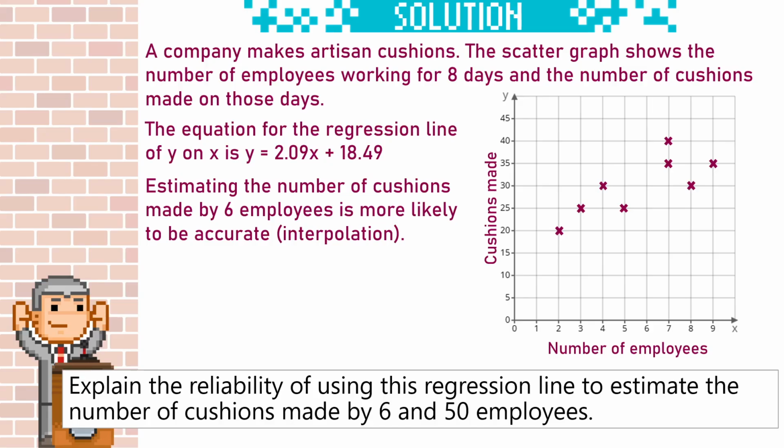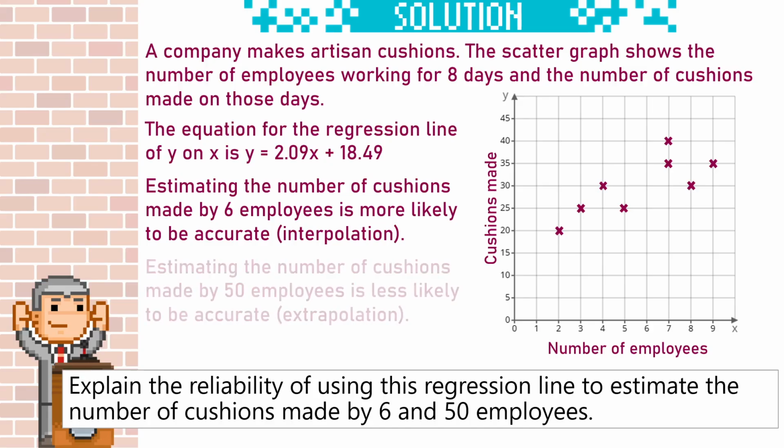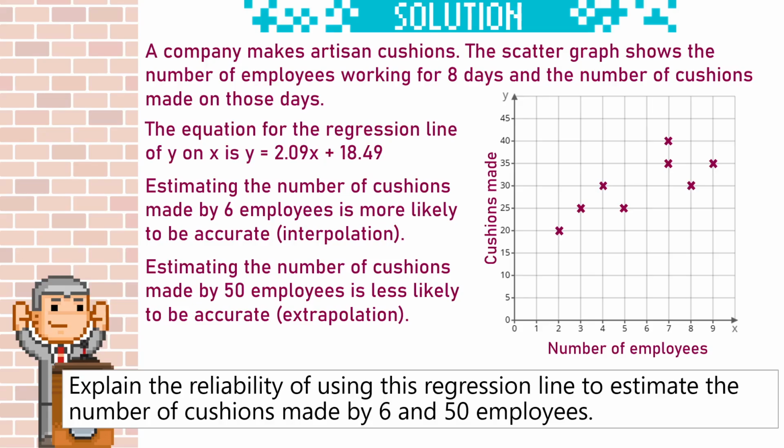But for 50 employees, that's called extrapolation because it's outside the range of the data and it's less likely to be accurate. And if you think about it, it could be that the factory is only big enough for 10 employees. So having 50 employees isn't going to increase productivity.